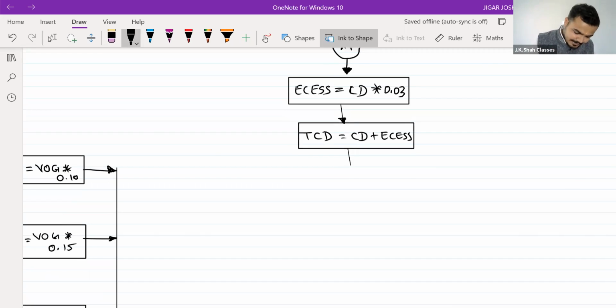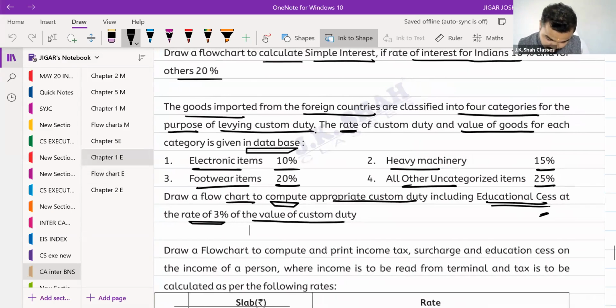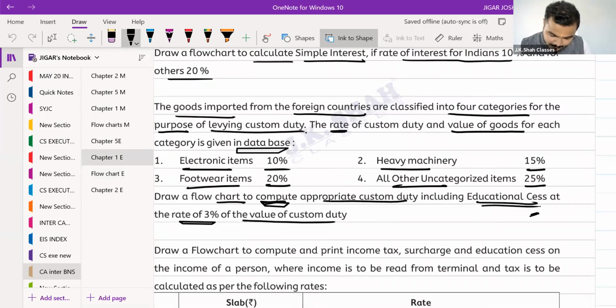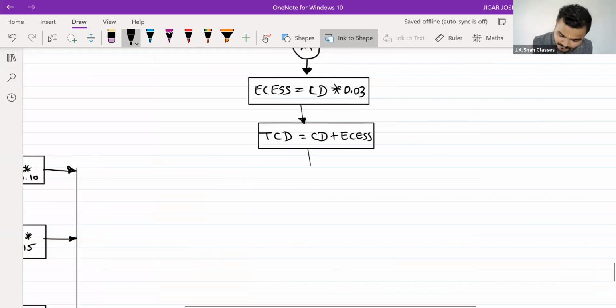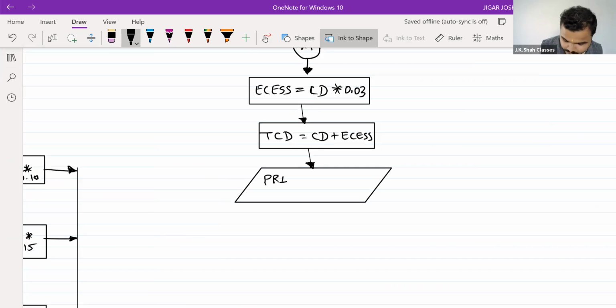Further, is there any ask to print? Let me check. No, they said only compute. Okay. Yes. So we will only do one thing, output box, print only total custom duty, TCD.